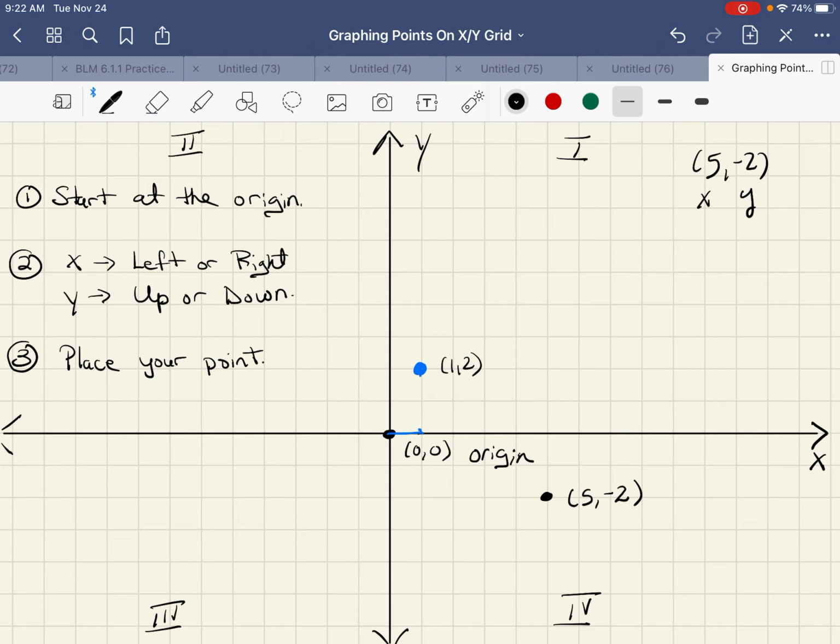So let's do another one here. Let's do negative 2, 4. So again, always starting at the origin. So X is negative 2, which means I'm going to go to the left 2 spots. Y is 4, so I'm going to go up 4 spots. And then how about negative 3, negative 3? So again, start at the origin. Negative 3 is X. I go 1, 2, 3 to the left, and then 1, 2, 3 down. And then I put my point there.